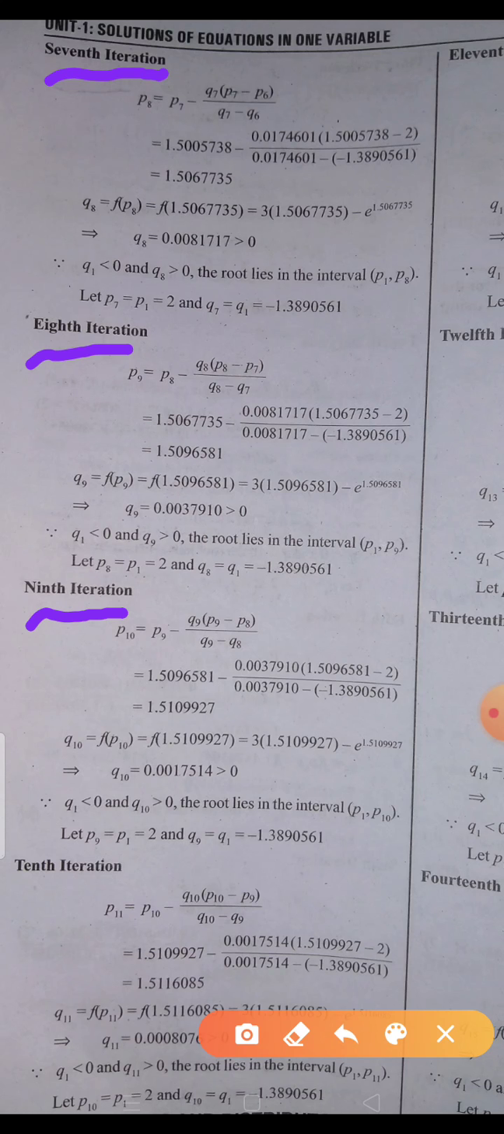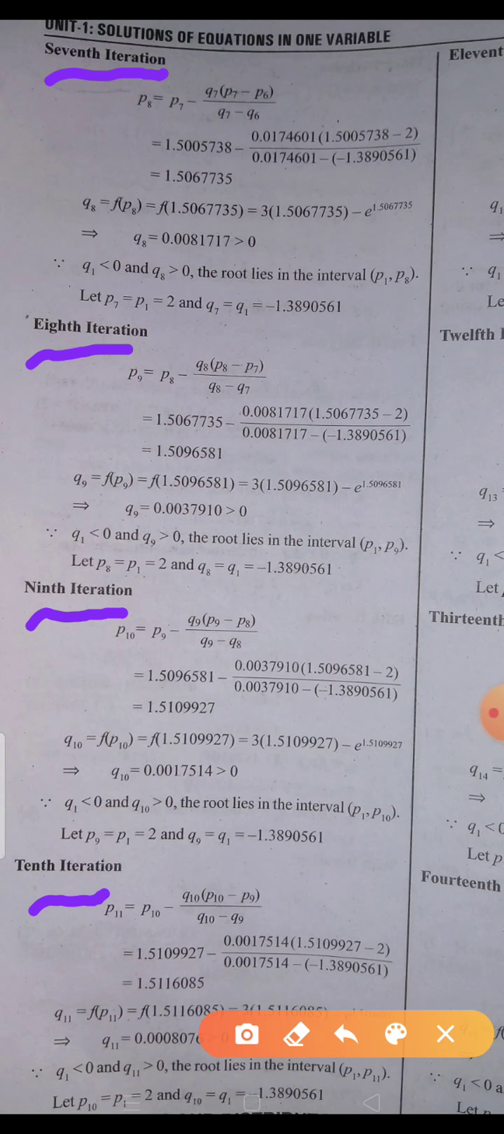1.5109927, which is equal to 3 into 1.5109927 minus e power 1.5109927. This implies Q10 is equal to 0.0017514. This is greater than 0. Since Q1 is less than 0 and Q10 is greater than 0, therefore the root lies in the interval P1 comma P10. Let P9 equal P1, which is 2, and Q9 equal Q1, which is minus 1.3890561. Next, 10th iteration.